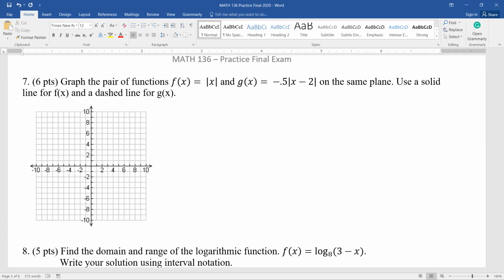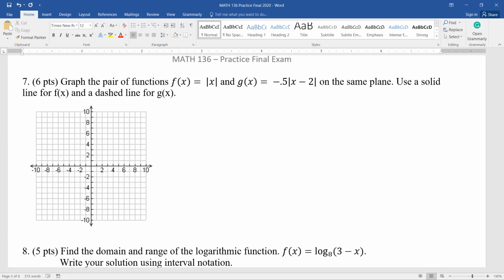Remember, absolute value just makes a V shape. Like this. So there's my parent function. Again, that graph is given to you on your reference sheet. And then remember back from parent functions that this number right here, since it's in with the x value, is going to shift the parent function right 2.